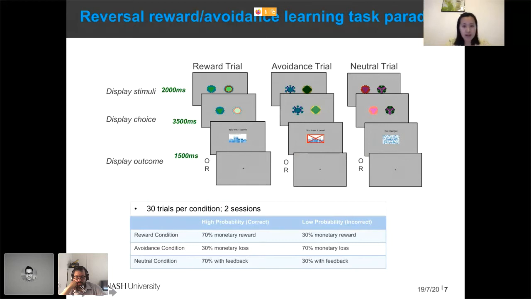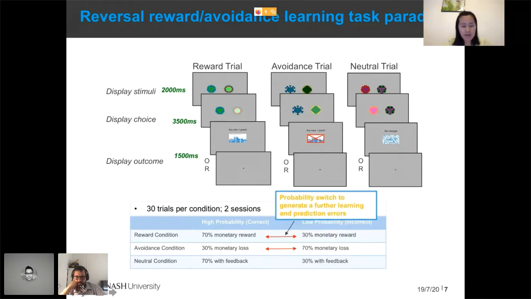Participants are shown a fractal pair for 2,000 milliseconds to make the choice, and once a fractal is chosen, it will be highlighted for 3,500 milliseconds. The outcome under the reward condition would be getting 1 point as a reward, or a fixation cross as no reward. The outcome under the avoidance condition could be losing 1 point as punishment, or a fixation cross as successfully avoiding punishment.